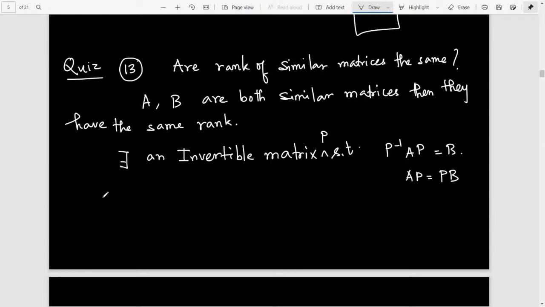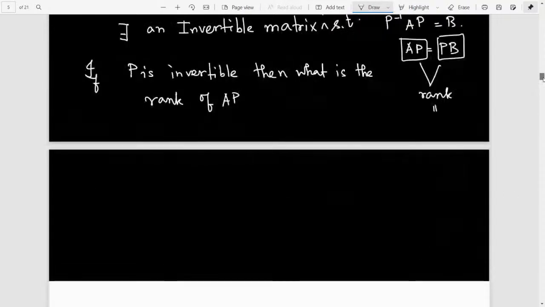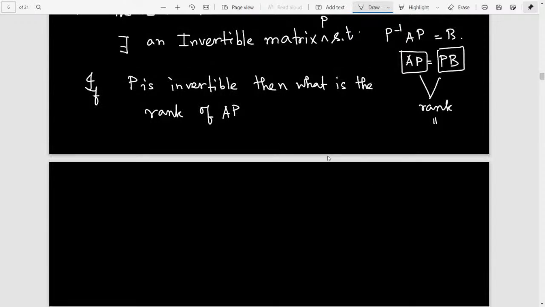Now the catch here to understand is that if P is invertible, then what is the rank of AP? Now as you can see, if AP is equal to PB, if these two matrices are identical, then their ranks will also be the same. So their rank will be equal, right? So what is the rank of AP? To understand the rank of AP, you need to understand what the nullity is. So let's just say both are n cross n matrices. Okay, so A, B, P are all in Mn of F.